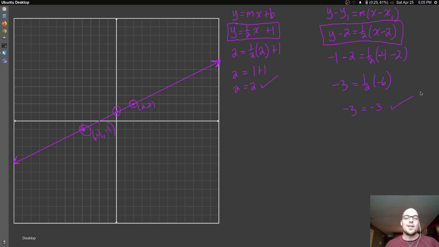Yes, -3 is equal to -3. So in other words, we know that those points are on the line because they make that equation true. Likewise, I know that that equation is true because I can plug in any of these points and they're all going to make that equation true.